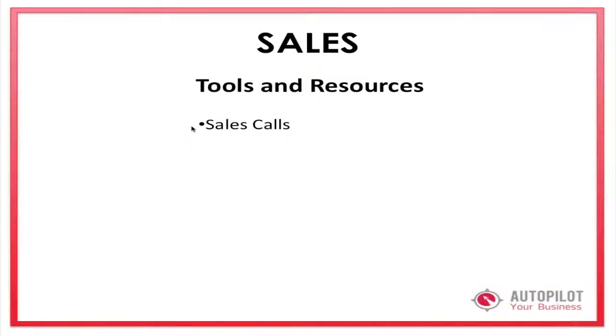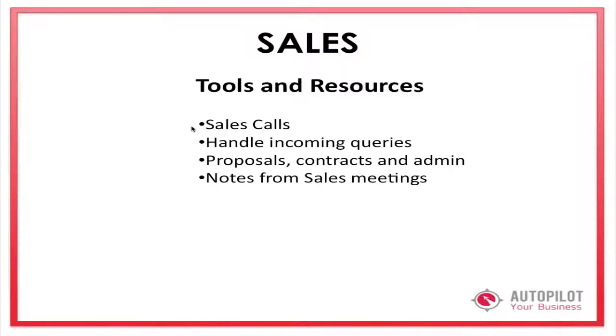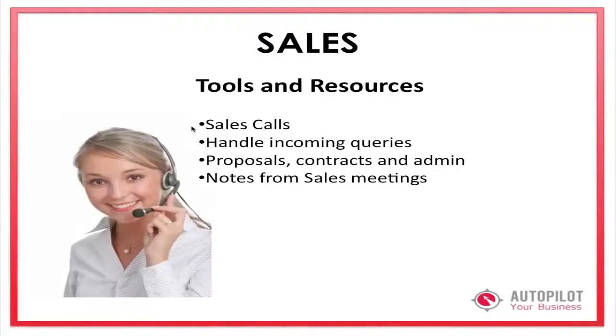The next part of the automation process in your sales automation is how to automate sales calls and handle incoming queries and proposals and contracts. What I'd like to talk about is how to use a virtual assistant to do a lot of this stuff. Now, this is not to be confused with people that we're going to use for outsourcing, and we'll talk about that in a separate webinar. But how do you use a virtual assistant, and what sort of things can you get a virtual assistant to do? Now, there's a whole bunch of services out there that will offer virtual assistants.